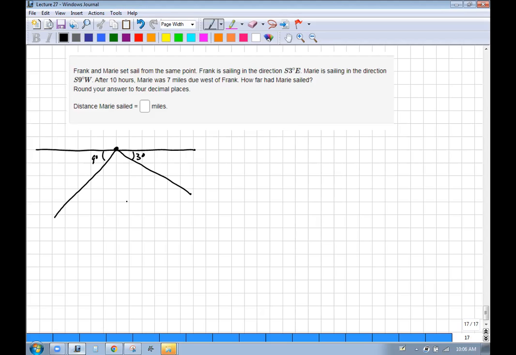And after 10 hours, here is Mary. No, this one's Mary. This one's Frank, right? Mary is selling, no, this one is Mary. This guy's Frank, okay. And if we don't assume that they're going at the same speed, we know this is 7, okay? That's all that's given, right? That's the whole problem.